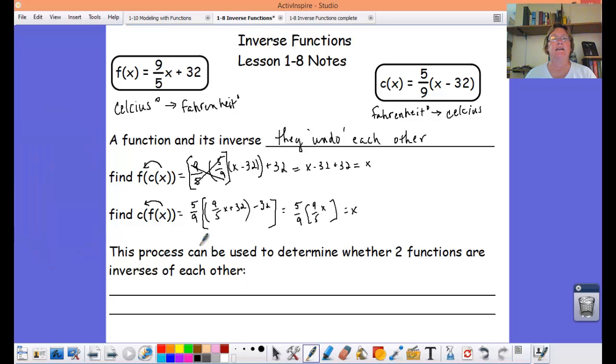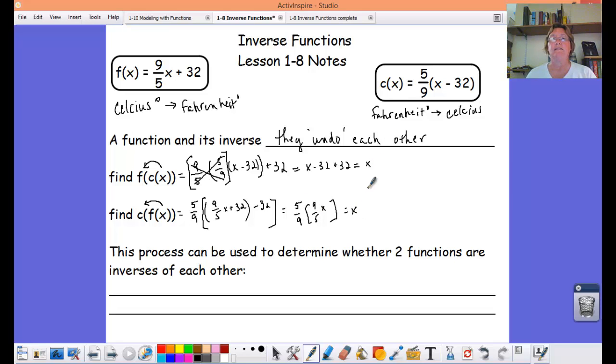Here's my work for that computation. 5/9 comes from this formula. That's the c function. We're going to do that to x, which is the f function, x minus 32, inside the brackets, plus 32. Minus 32 plus 32 is 0, so this comes down to 5/9 times 9/5 x. Again, that cancels and we get x, and what you've just noticed is true.